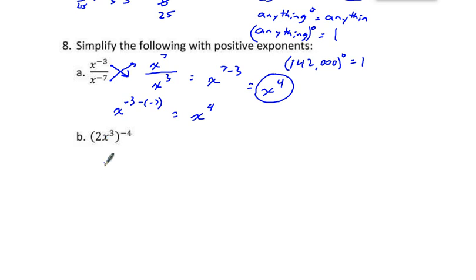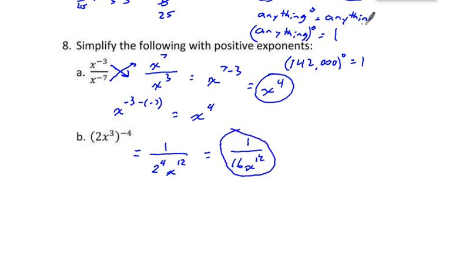As I look at example B, this entire product, 2 times x cubed, is being raised to the negative 4th power. So that's going to all move to a denominator. 2 to the 4th positive, x to the positive 12th. Now 2 to the 4th is 16, so 1 over 16x to the 12th for our final answer.